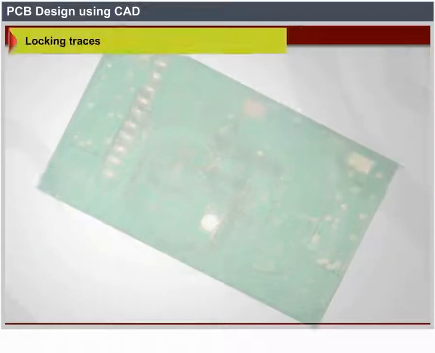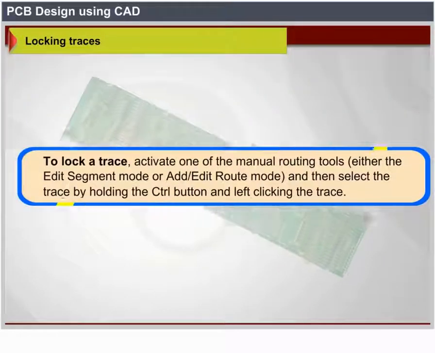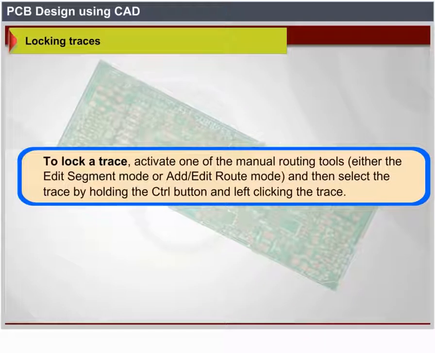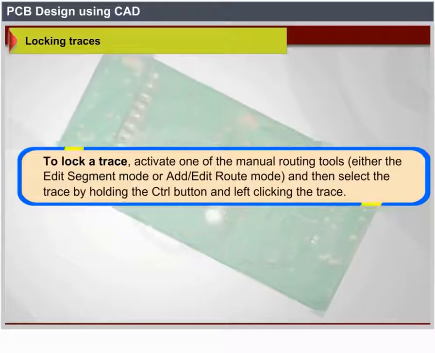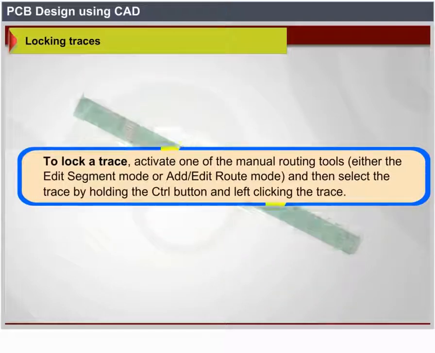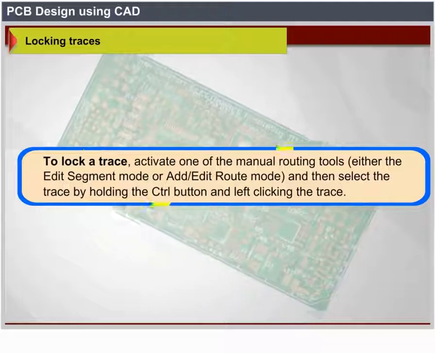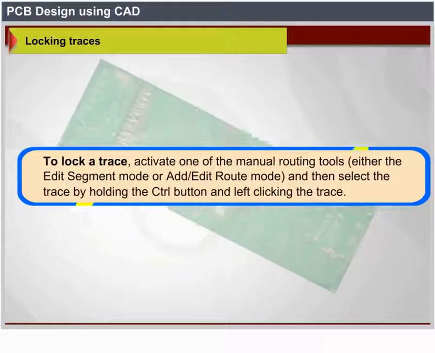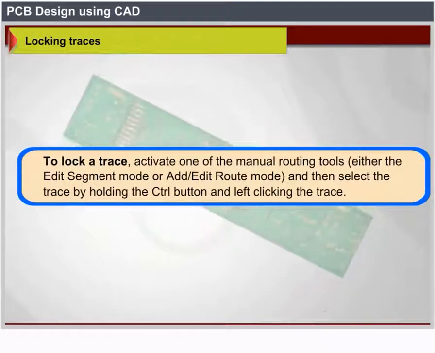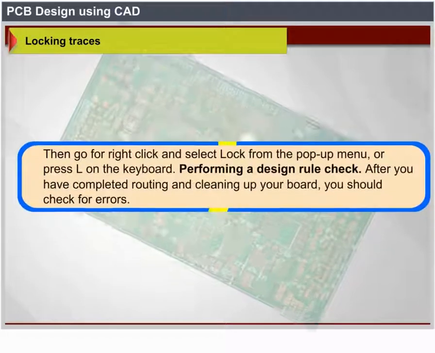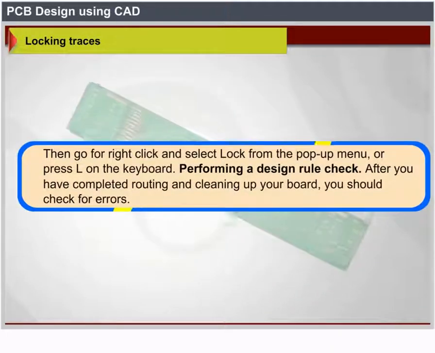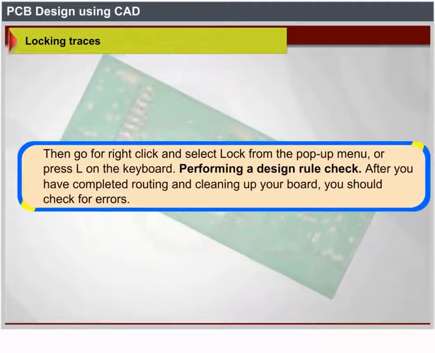Locking traces. To lock a trace, activate one of the manual routing tools, either the Edit Segment mode or Add or Edit Route mode, and then select the trace by holding the Control button and left-clicking the trace. Then right-click and select Lock from the pop-up menu or press L on the keyboard.